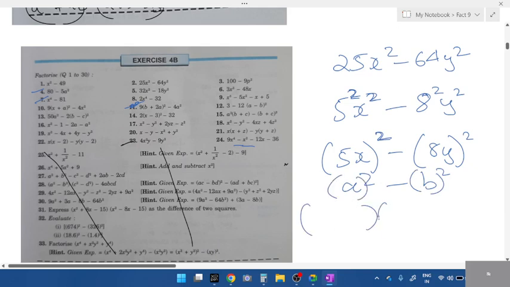What is a value? 5x. Plus what is b? 8y. (5x plus 8y) into (5x minus 8y).